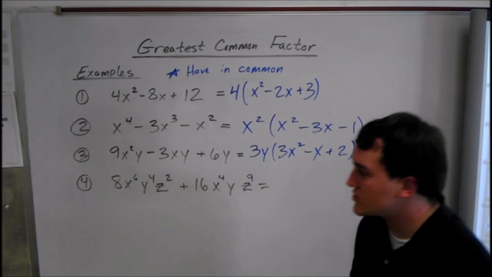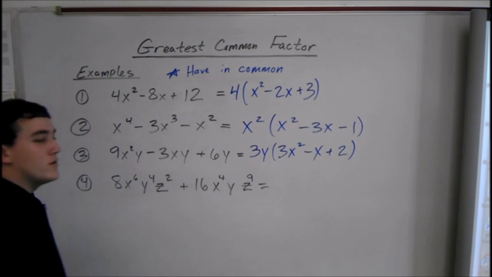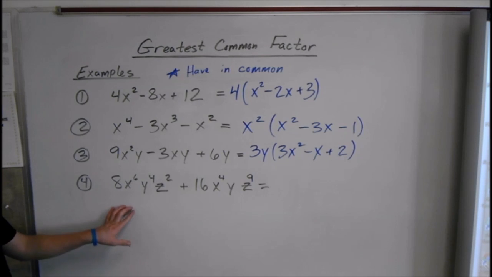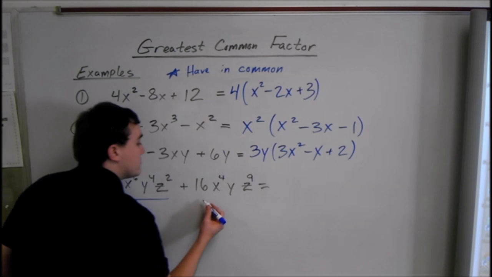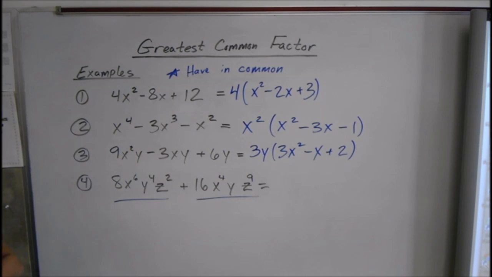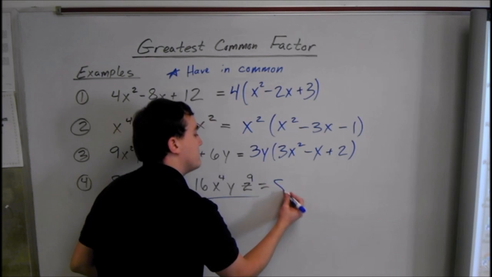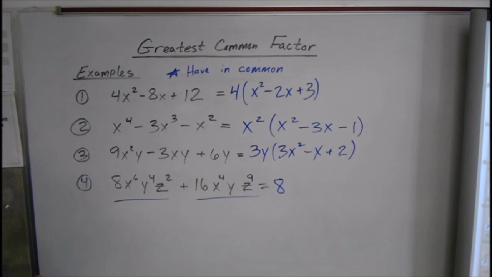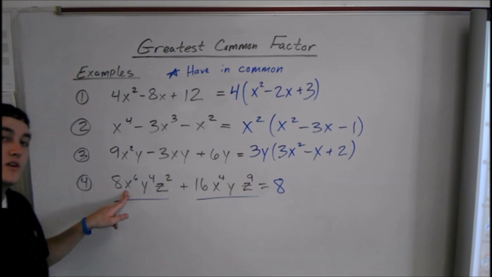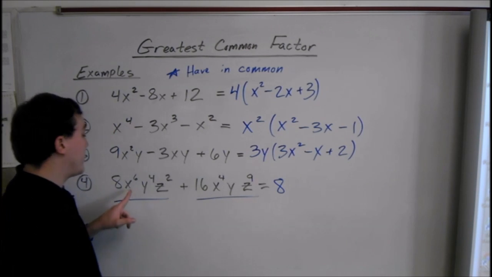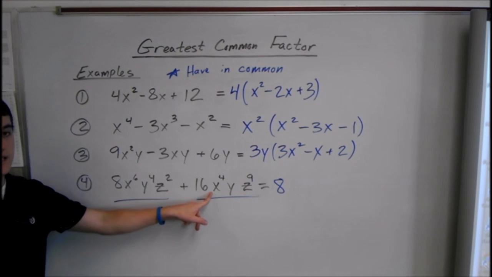And the last one looks complicated, but it actually really is not that bad. So look at your numbers first. There's 2 terms here. We're looking at what they have in common. 8 and 16. What goes into 8 and 16? 8 does. So you take out an 8. How many x's can we take out? Remember, we look at the least number of x's. So we have 6 here and 4 here. So you take out 4.